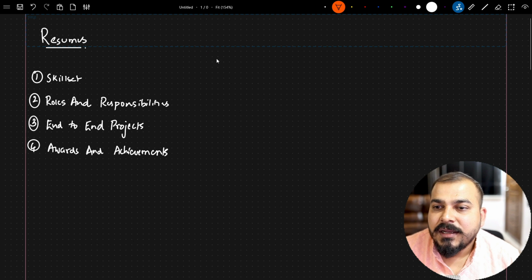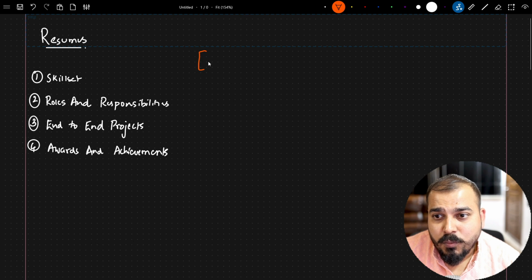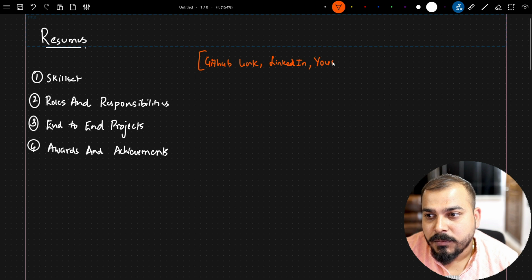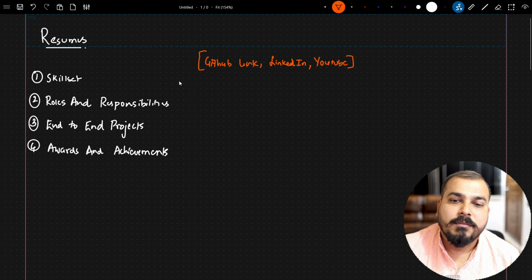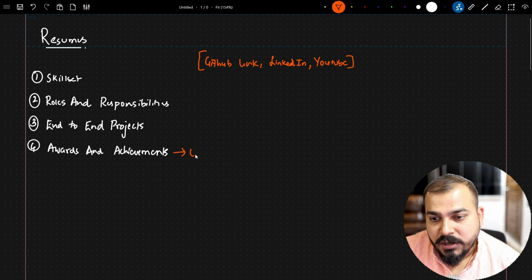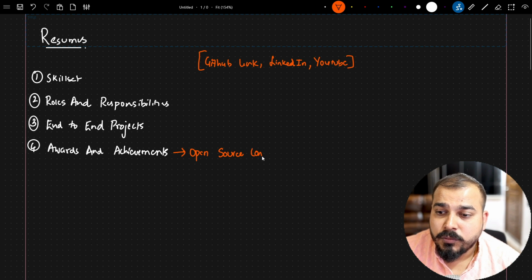Along with this, as I always say, three important things are required, and you should also be putting your GitHub link, your LinkedIn, right? Or any social media, like YouTube also can be mentioned if you're probably doing some open source contribution. And in awards and achievements, you can also include open source contribution. Open source contribution is quite amazing, right? So you can also probably include that specific thing over here.